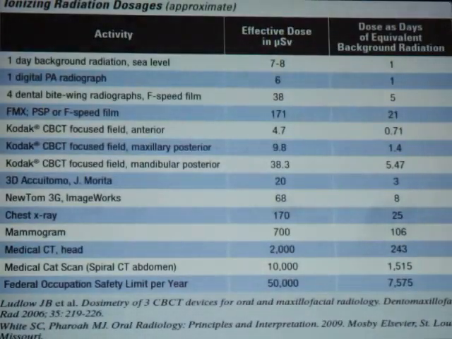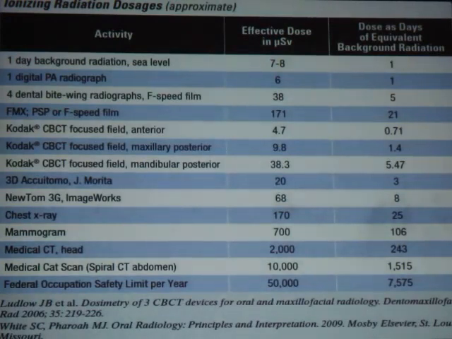So if we start comparing how much radiation is exposed here, one day of background radiation at sea level, where the sun's radiation is about 7 to 8 microsievert, as compared to one digital radiograph, which is about 6 microsievert, which means when we take one periapical radiograph, we are giving the patient a radiation dose of 1 day of background radiation.